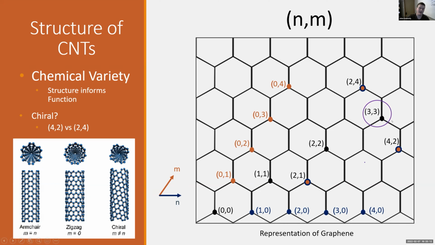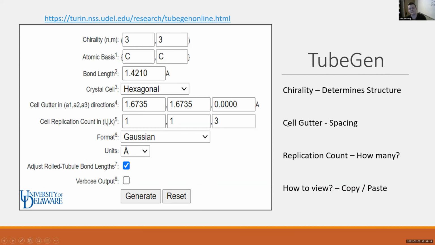And so I only modeled one nanotube, and it was the 3, 3, just because it was fairly simple. And the way you do that, once you know what nanotube you want, what that ordered pair is, what the chirality is, then you can use TubeGen, which is a really nice piece of software provided by the University of Delaware. The URL is at the top. Also, if you just do a quick Google search for TubeGen, you get right there.